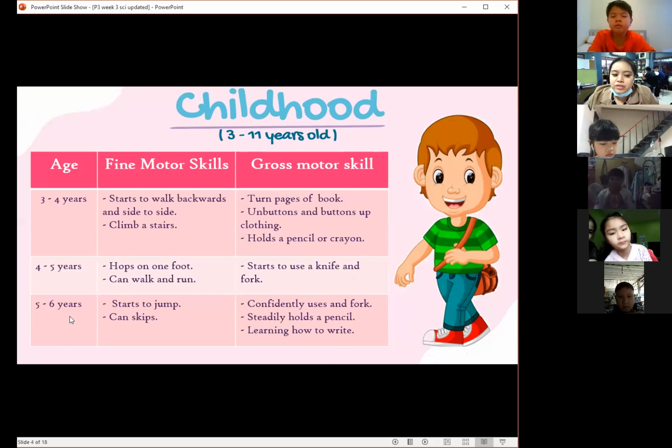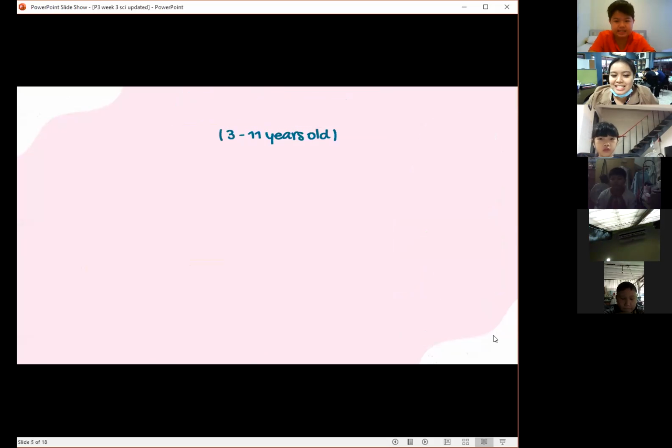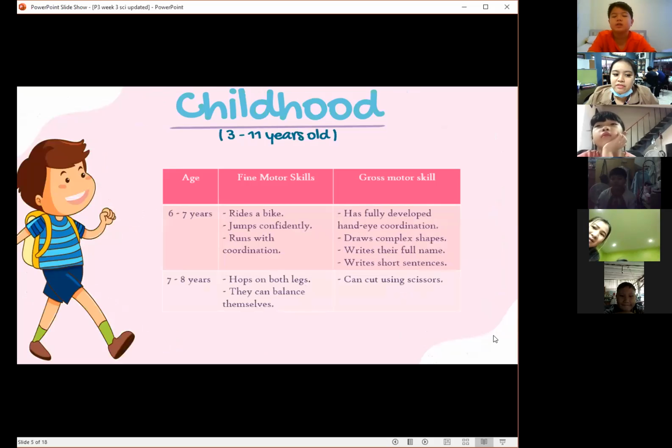Next. During 5 to 6 years old, they start to jump and they can skip. Yes, skip. And they can confidently use a fork and spoon. They can steadily hold a pencil and they are learning how to write. Understand? That's during 5 to 6 years old. These are probably the P1 students or Anuban 3 students. Do you agree with this one? Yes. Okay, next one we still have here.